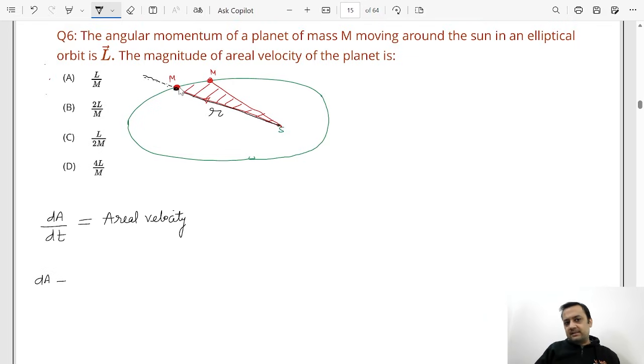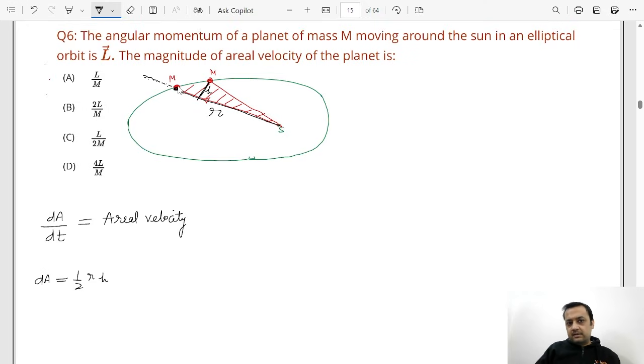So this will be nearly a straight line. Why? Because I'm talking about dt time, so you can approximate this curve as a straight line. Hence M dash S will be a triangle. So what will be the area of this triangle? You can write half into r into, this r acts as the base, into this altitude h.